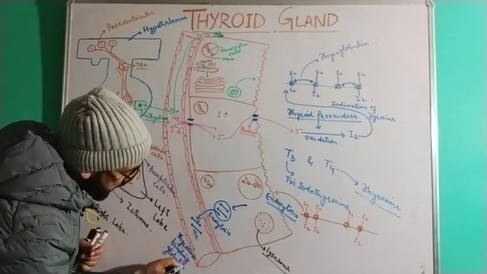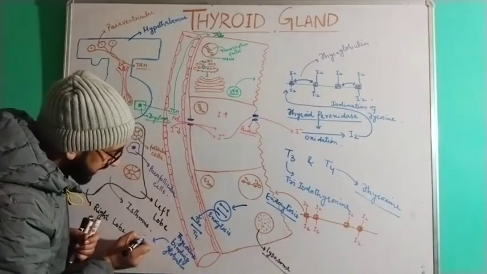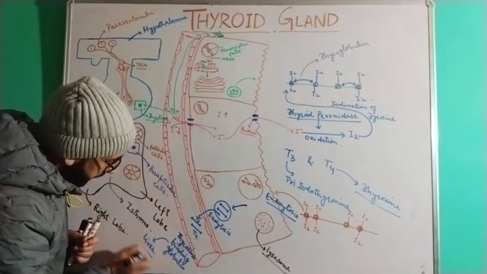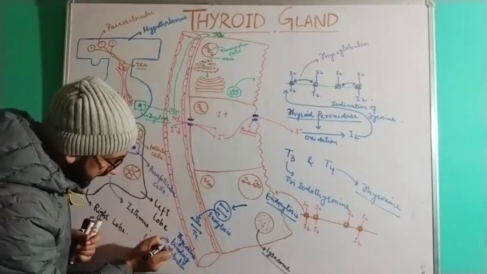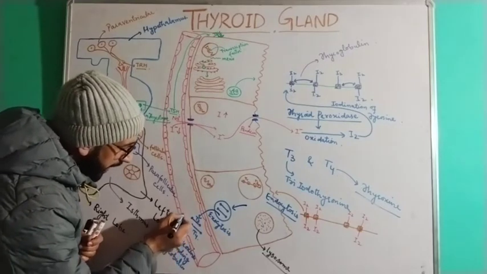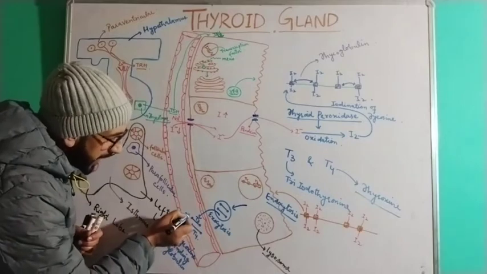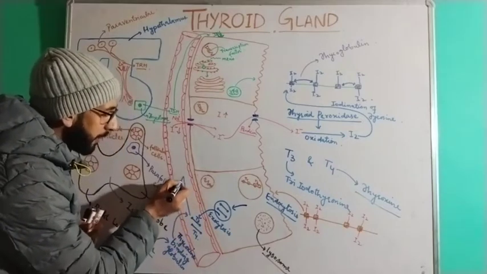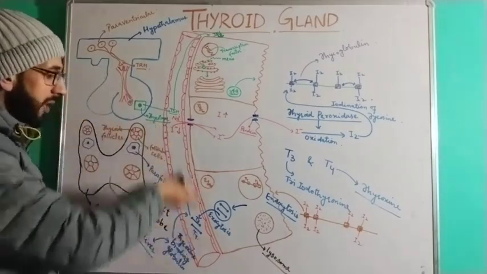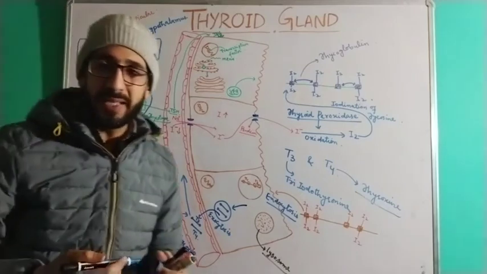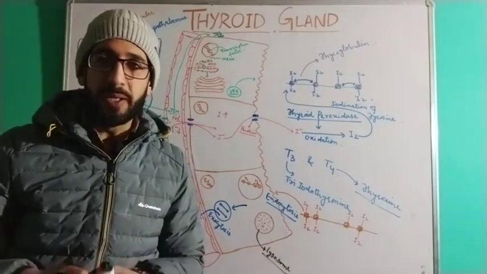And this thyroxine binding globulin is secreted by our liver. Okay, so the liver is secreting this thyroxine binding globulin, and that is secreted into the blood, and that thyroxine binding globulin is transporting these T3 and T4 hormones into the bloodstream.